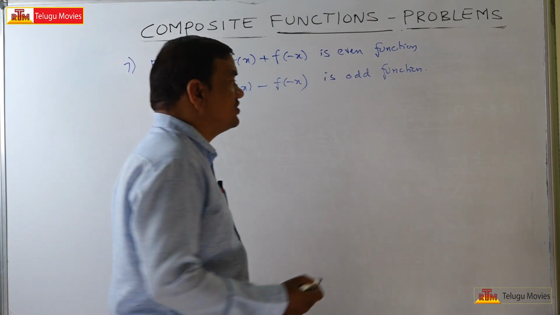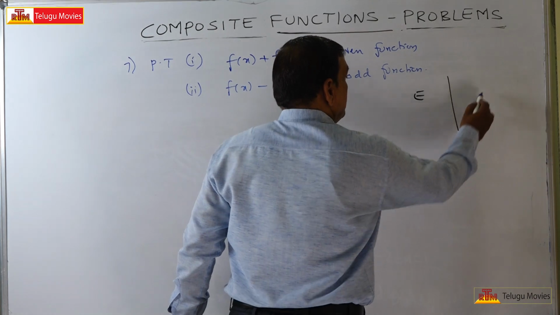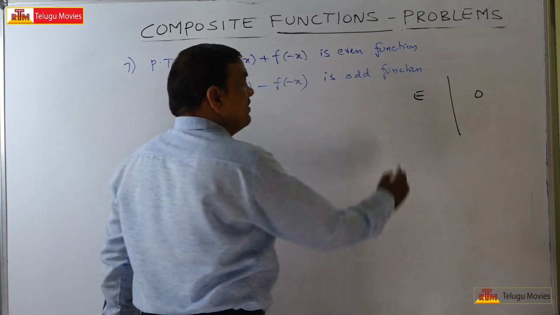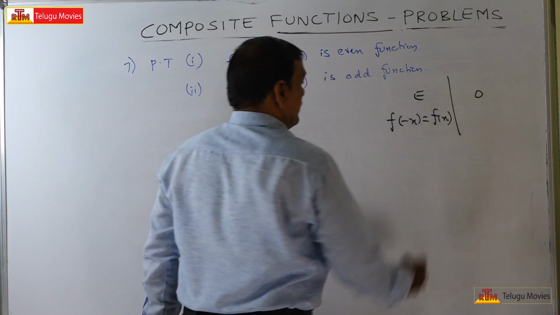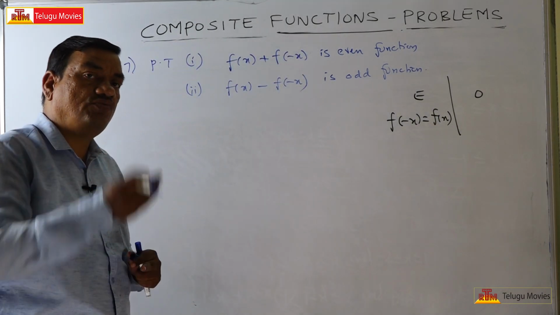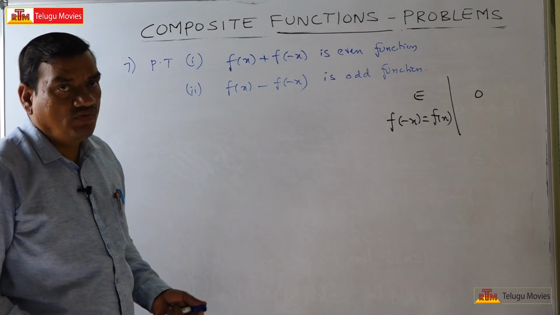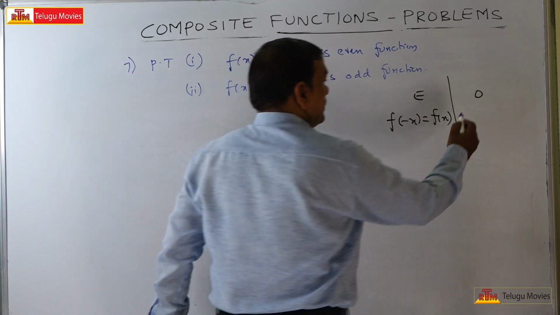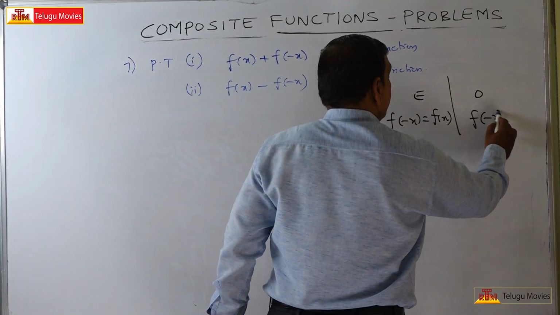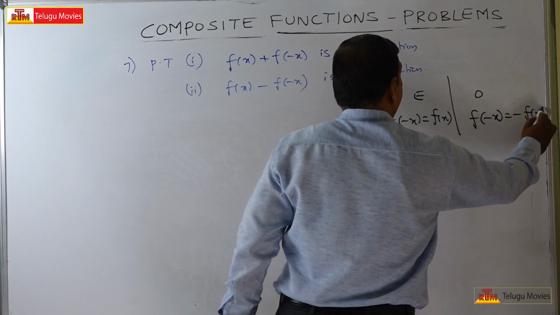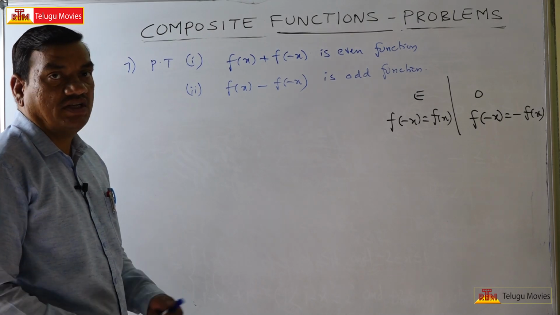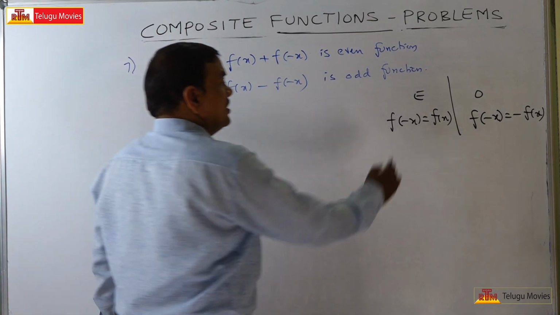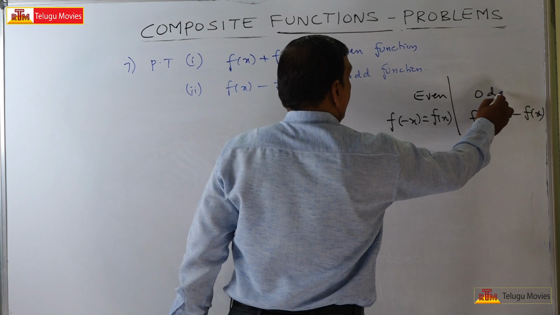what is an even function? What is an odd function? Even function means f of minus x is equal to f of x. That means in place of x, if you put minus x, the output will be f of x only. Odd function means f of minus x is equal to minus f of x. So this is an even function and this is an odd function.